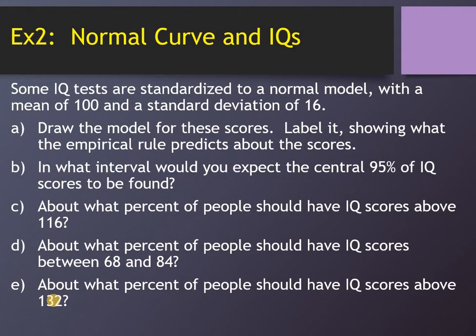So, IQ is a very common method that we're going to be looking at here. How does an IQ work out? IQ test is a normal distribution. And in an IQ test, you're basically looking at the mean to be 100, the standard deviation to be 16. So I want you guys to draw and answer these questions.